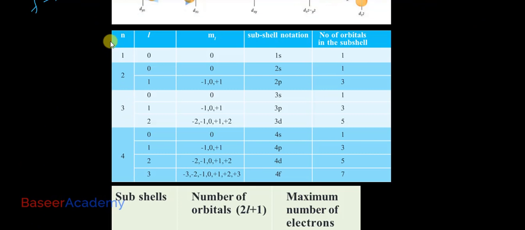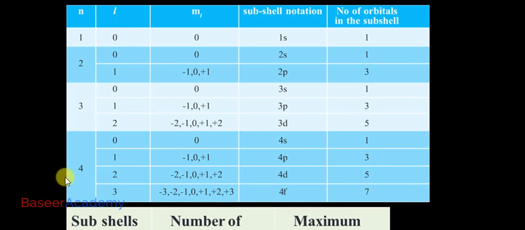Let us now try to understand this table right here. N is equal to 1. N represents the orbit or the shell. Orbit is also known as shell, right? The first shell will have only one subshell. The second shell will have 2 subshells. The third shell will have 3 subshells, 1, 2, 3. The fourth shell will have 4 subshells, right?